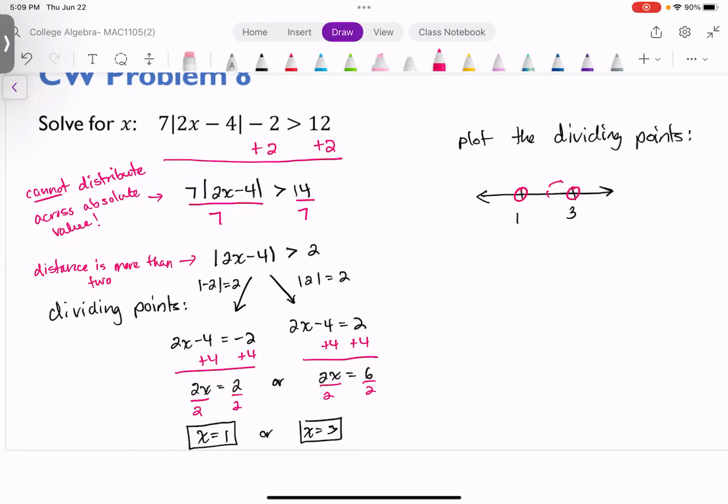So that means that if I go to the right 2 and I go to the left 2, all my answers are going to be farther away from the center than 2. So I'm shading on the outside of my number line. And that lets us know our solution is the union of the two intervals, negative infinity all the way up to 1, combined with the interval 3 up to positive infinity.